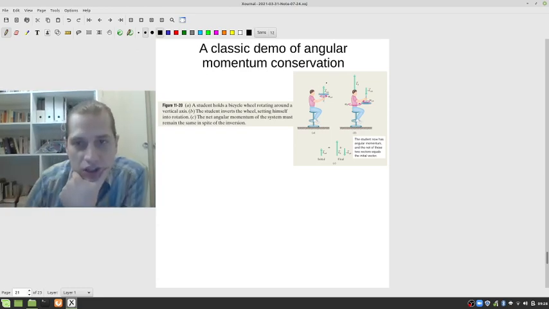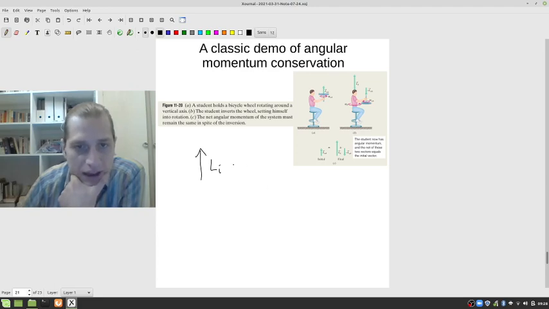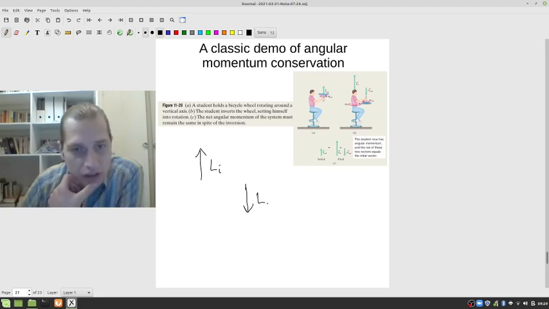Initially this wheel is spinning and it will have angular momentum pointing up. Then as he applies a force, he's putting energy into the system, converting chemical energy to kinetic energy. That wheel is now upside down, so the angular momentum of the wheel is pointing this way, but the total momentum of the system has to be the same if there's no external forces.